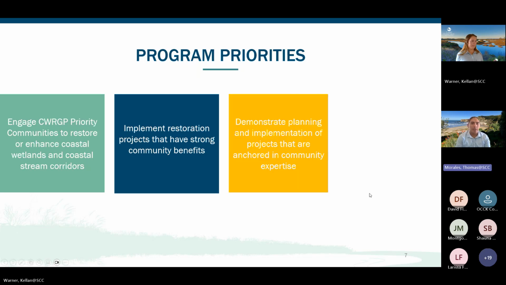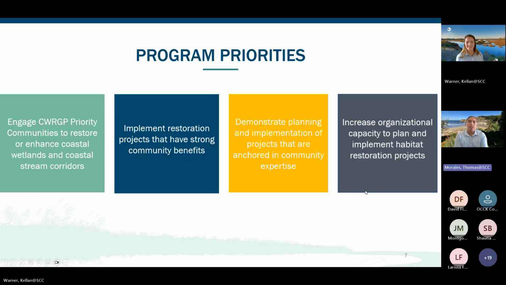And our third priority is to demonstrate community-led planning and implementation of habitat restoration projects that are anchored in community expertise. An example of this can include community leaders, community-based organizations, tribal members, local planners, or local and state government officials. And our fourth priority is to increase organizational capacity to plan and implement habitat restoration projects.